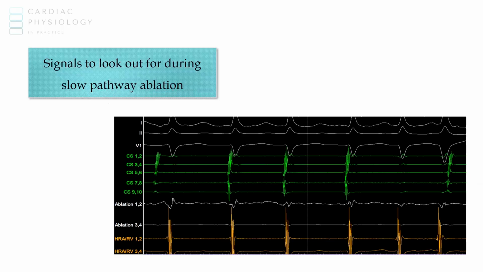So at this point, we're able to identify the approximate slow pathway region to target for ablation. But once radiofrequency energy is applied, what sort of signals should we be looking out for during the ablation? What signals indicate the need to immediately stop ablating, and what signals might represent a positive predictor for ablation success?